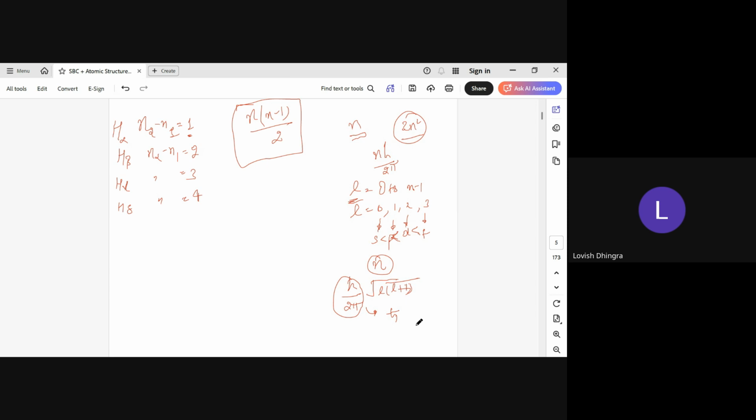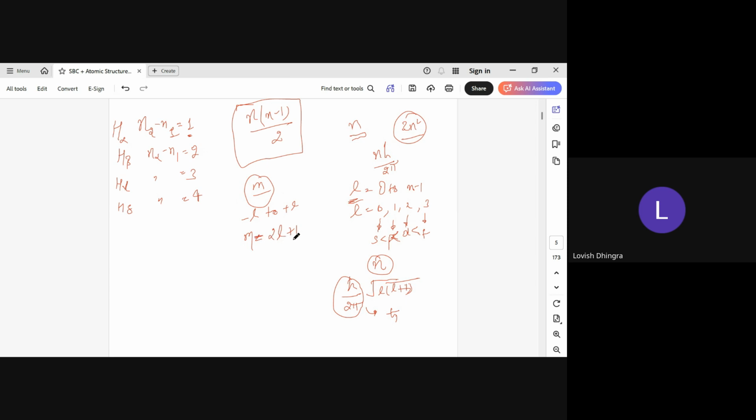Next comes the magnetic quantum number. It is denoted by m, whose value ranges from minus L to plus L. So total m values, if anyone asks you, will be equal to 2L plus 1. Because minus L to plus L means negative values, in between 0 will also come, then you will have positive values. From 0 to L, total values are L. Again, from 0 to minus L, total values will be L. So it will be 2 times L plus you have 0 also.